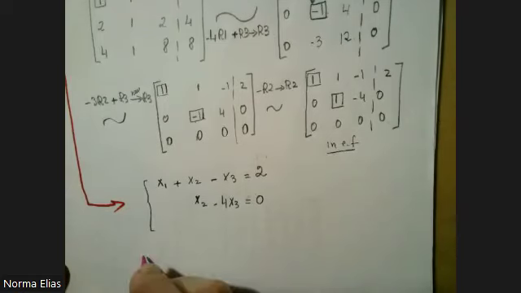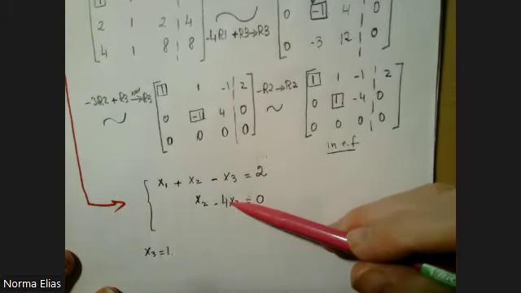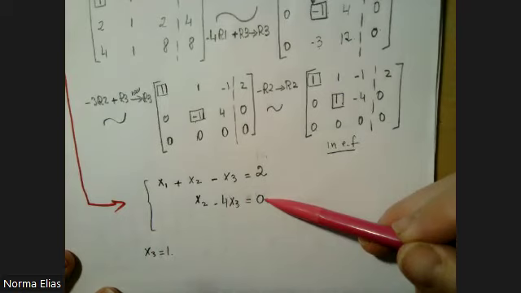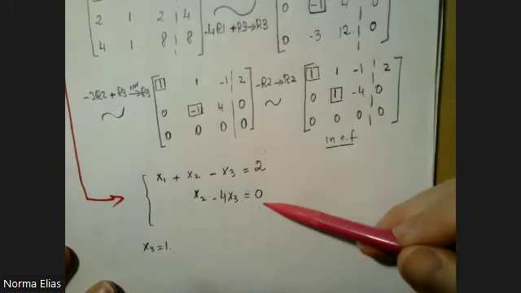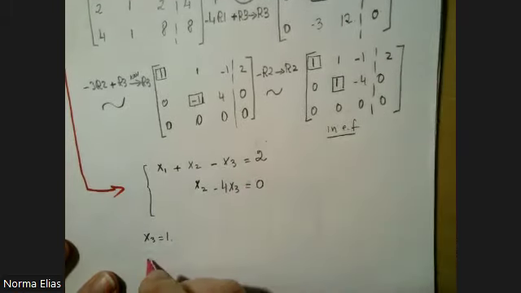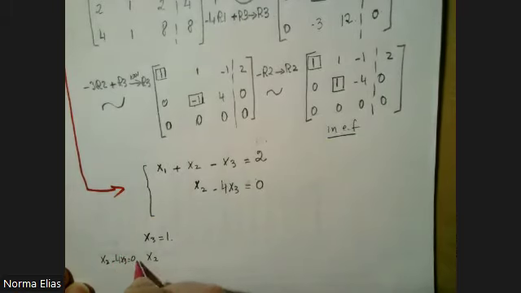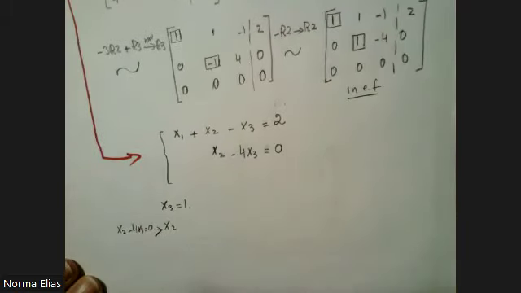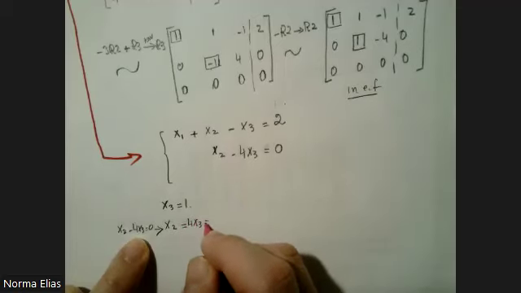Let us say I give you x3 equal 1, okay? Can you solve for x2 so that this equation is satisfied? If I give x3 equal to 1, and I use back substitution, I can solve for x2. We have x2 minus 4x3 equal to 0. This is going to give me x2 equal 4x3, equal to 4.